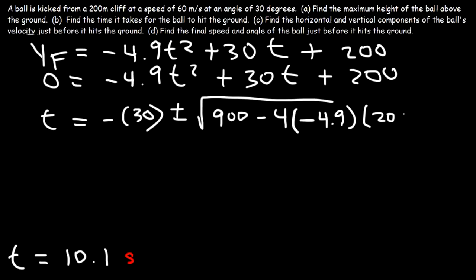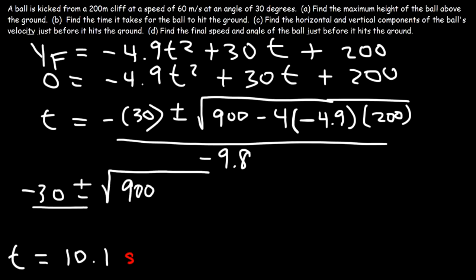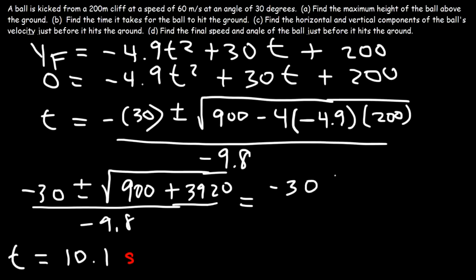200, divided by 2a, or 2 times negative 4.9, which is negative 9.8. So we have negative 30 plus or minus square root 900. Now negative 4 times negative 4.9 times positive 200, that's 3920. 3920 plus 900 is 4820, and the square root of 4820 is 69.43.